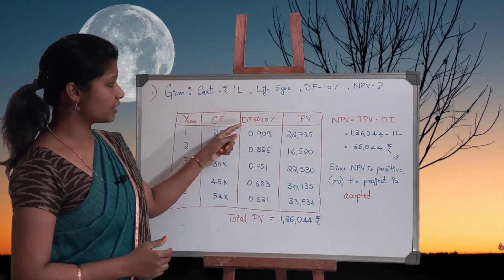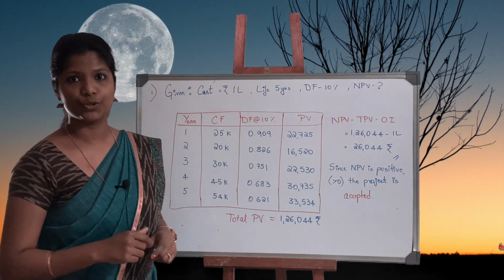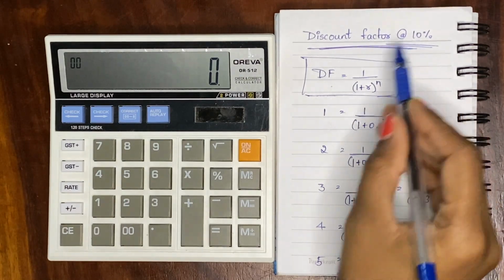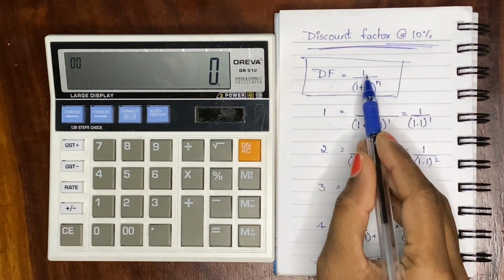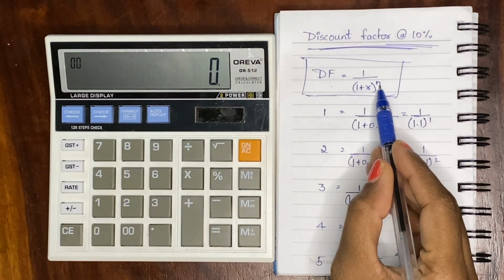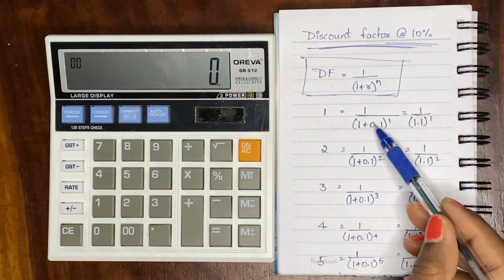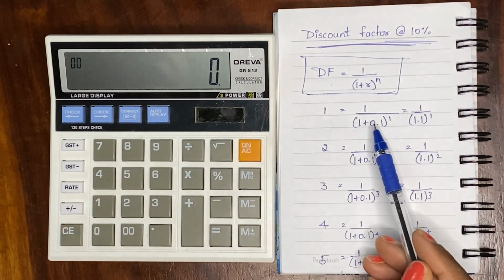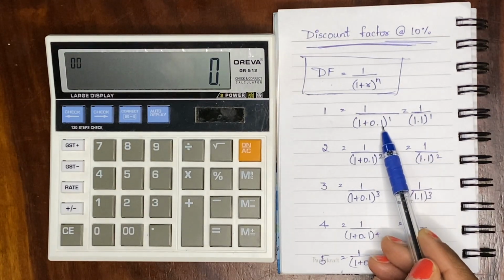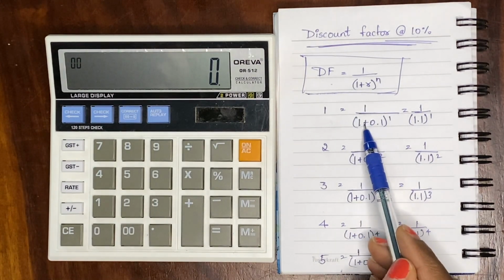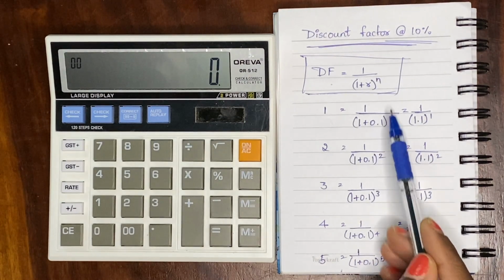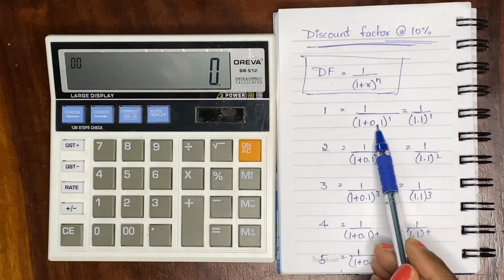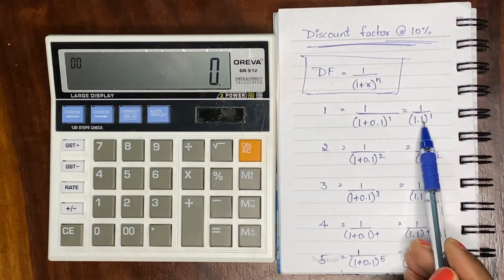Now how do you think the discount factor 10% values have arrived? Please watch this video. So let's see how to find out the discount factor at 10%. The formula for discount factor is 1 divided by 1 plus r to the power of n. For each year, so we are going to simplify the formula like this. 10% will be converted into decimal format, 10 divided by 100, 0.1. So 1 plus r, 1 plus 0.1 to the power of 1. So for each year, the number is going to change from 1 to 5. So once I simplify this, it will be 1 divided by 1.1 to the power of 1.